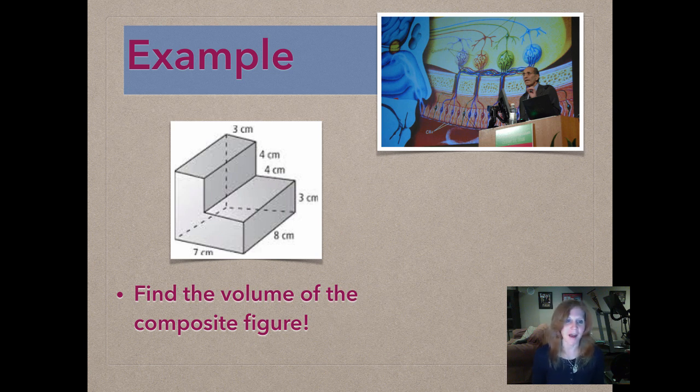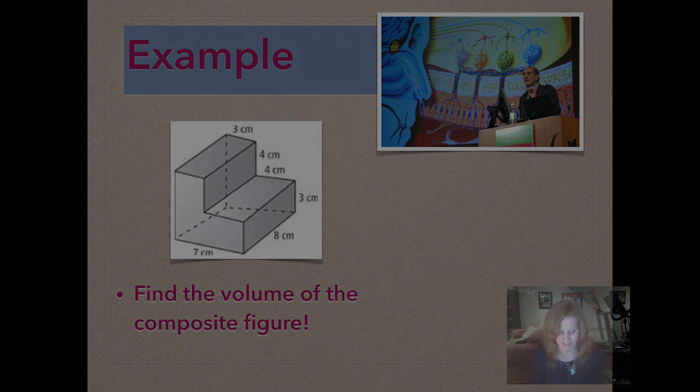So now we're going to find the volume of a composite figure in our example, and you can see that figure there. And we're going to break it apart. You can break it apart in two different ways, but I'm just going to choose one way at a time. If you break it apart in a different way later in the following practice problems, it's totally okay as long as you get the same answer that I do, because no matter how you break it apart, you should always get the same answer. Let's go ahead and see how we're going to do this.